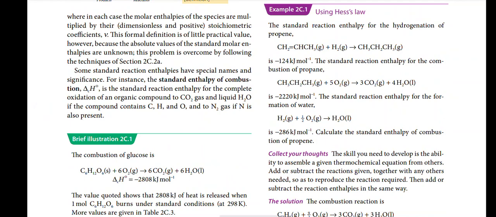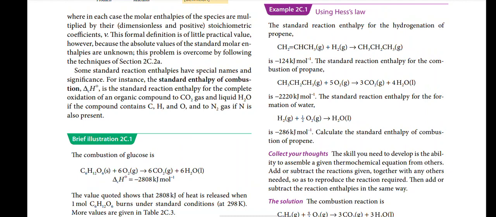Example 2C1. Using Hess law, the standard reaction enthalpy for the hydrogenation of propene, CH2 double bond CH CH3 gas plus H2 gas changes into CH3 CH2 CH3 gas, is minus 124 kilojoule per mole. The standard reaction enthalpy for the combustion of propane, CH3 CH2 CH3 gas plus 5O2 gas changes into 3CO2 gas plus 4H2O liquid, is minus 2220 kilojoule per mole.